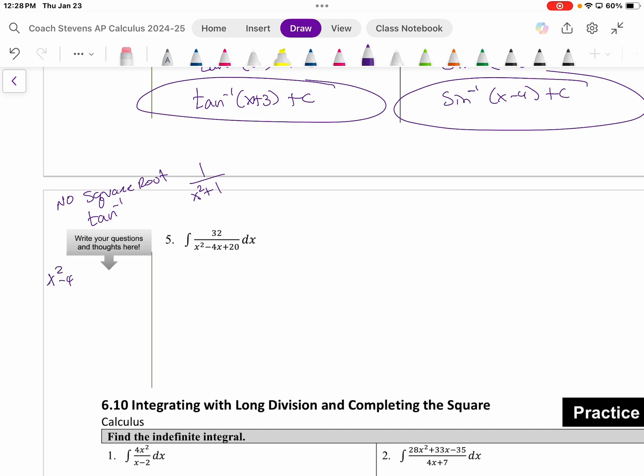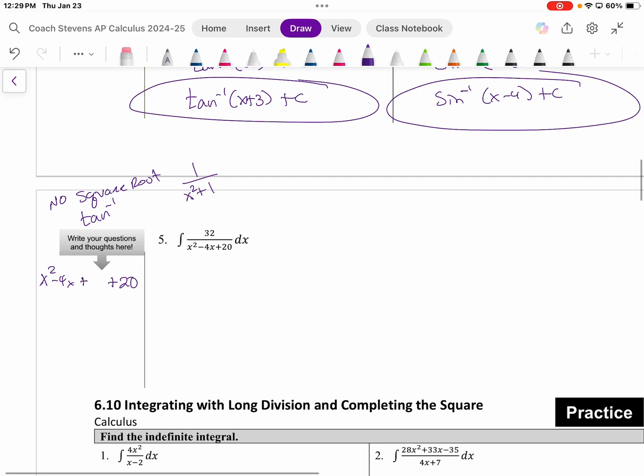x squared minus 4x, and then I'm going to leave a space, plus 20. Half of 4 is 2. 2 squared is 4, so I get to add 4 and subtract 4. So that becomes an x minus 2 quantity squared plus 16. So I'm going to go ahead and rewrite the bottom. The integral of 32 over x minus 2 squared plus 16.